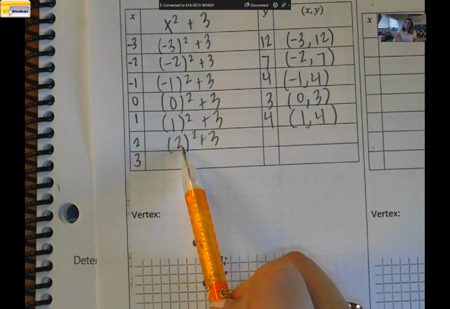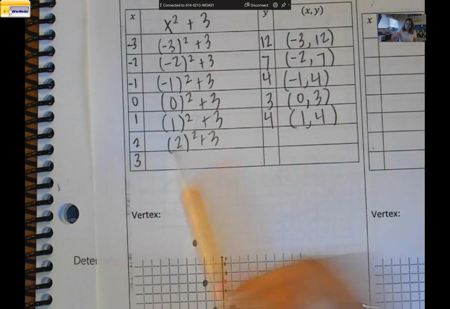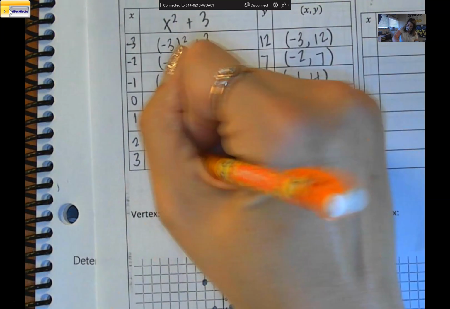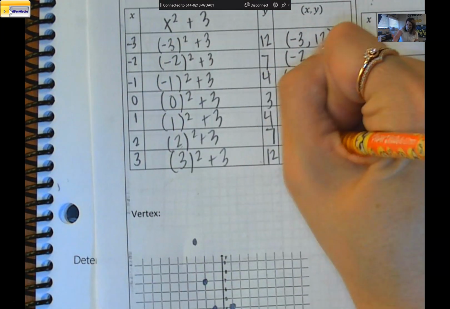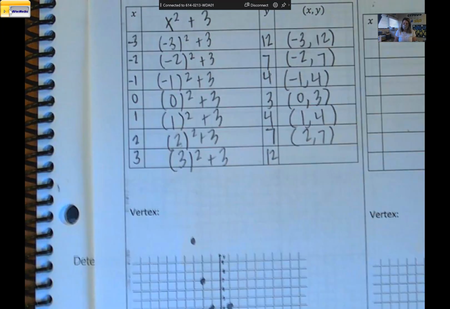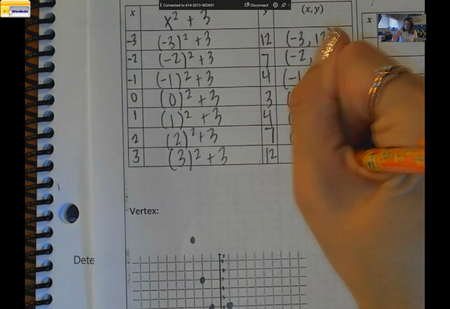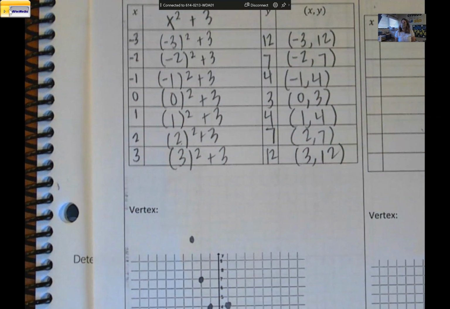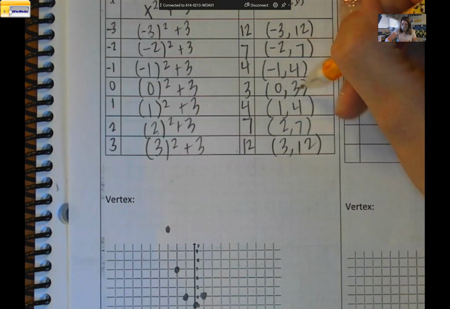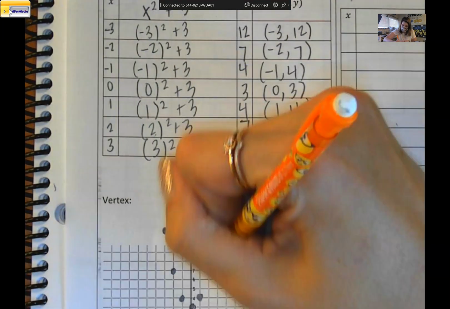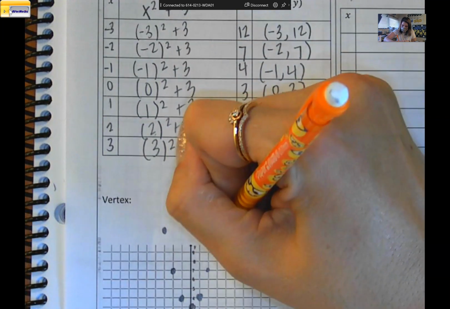This one. 7. And because Patrick gave us the next one, I'm just going to fill it in now. So 2, 7, 3, 12. So I'm going to come down here and finish filling those in. So 2, 7, 3, 12.